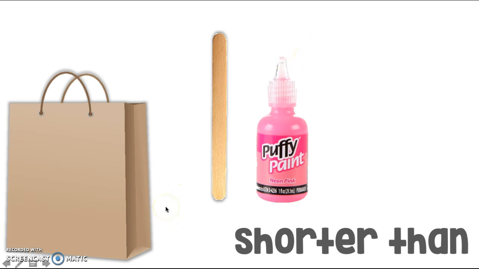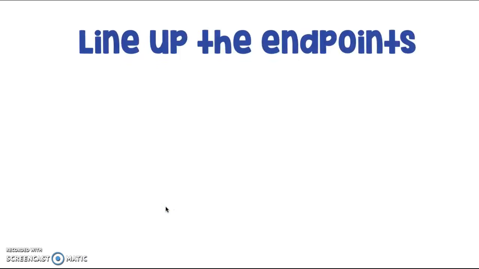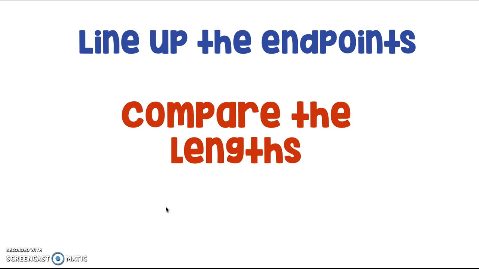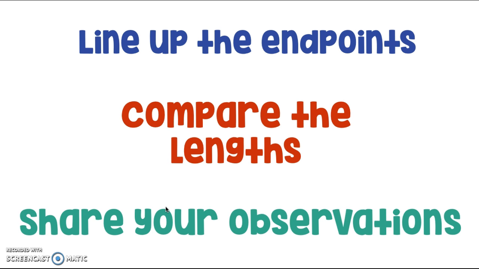Perfect. You know what I realized? When we're doing our good measuring, there are three things we need to do. First, we need to line up the endpoints, of course. That's the best thing to do so you can clearly see where they both begin, and it's a really nice, neat comparison. Being organized when you do your math is important. The second thing you need to do is compare the lengths. So once you've lined up the endpoints, then you need to look and see which one is longer and which one's shorter. And then finally, you need to share your observations. You need to share out what your answer is so everybody knows what you're thinking in your good brain.